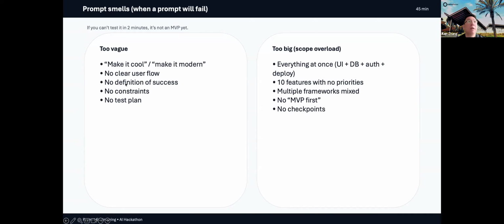So you have to have a really clear user flow in this case, and also you have to clearly define what you mean by success, or what is an acceptable prototype, and also the constraints and the test plan, right? So these are some components that are needed. If you omit or skip some of the requirements, then it will be too vague.